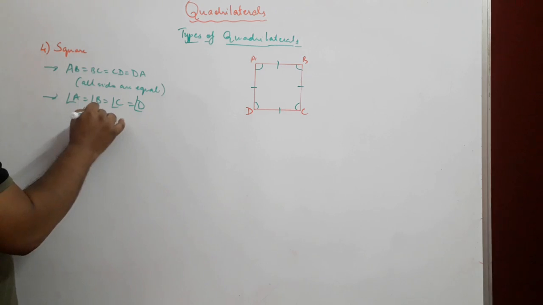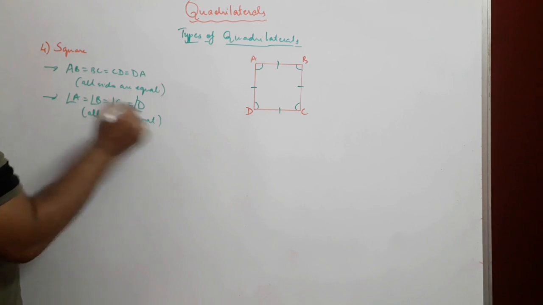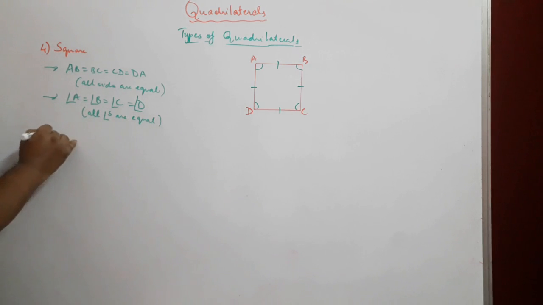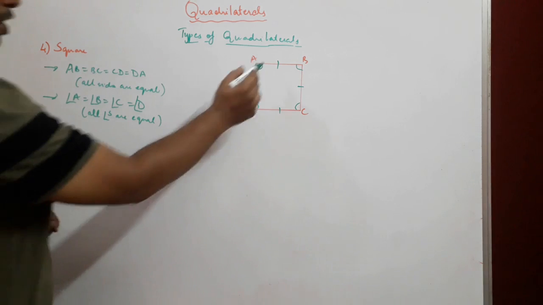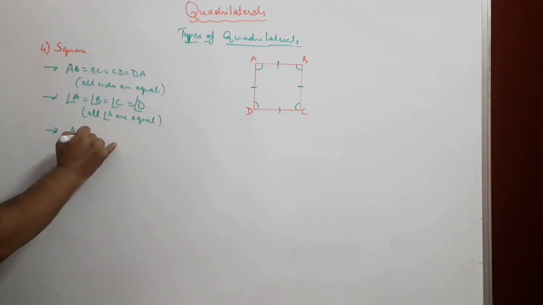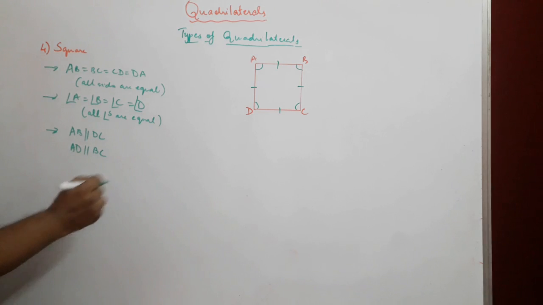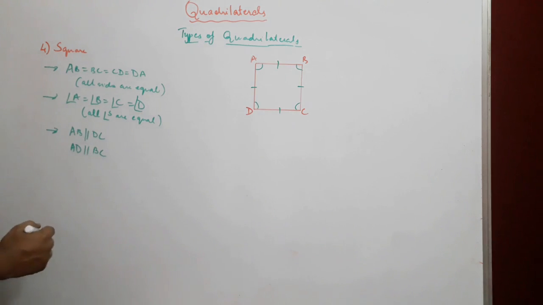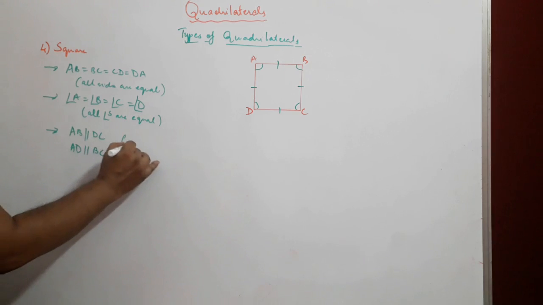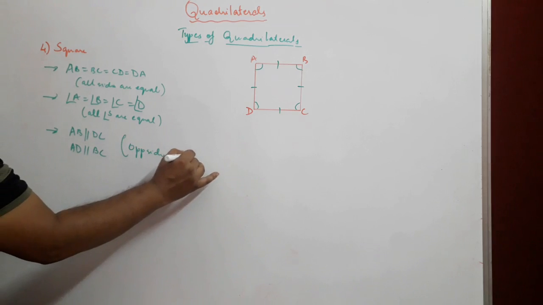All angles are equal. Also, opposite sides are parallel to each other, which means AB is parallel to DC and AD is parallel to BC. So opposite sides are parallel.